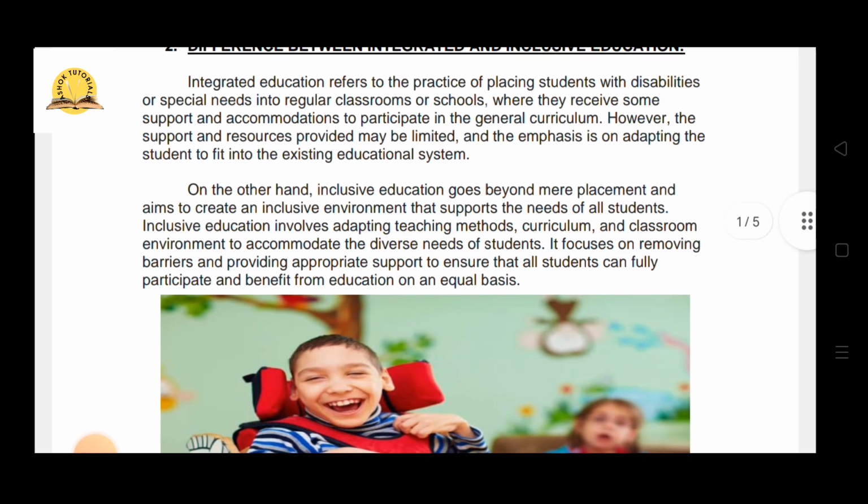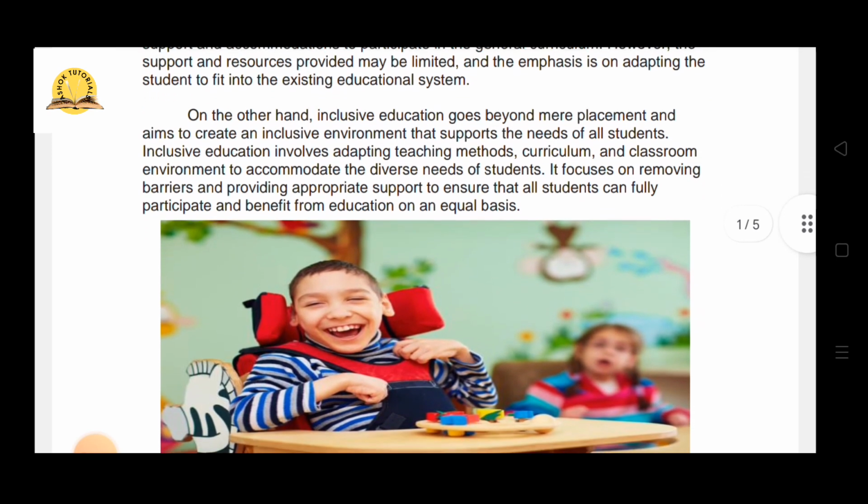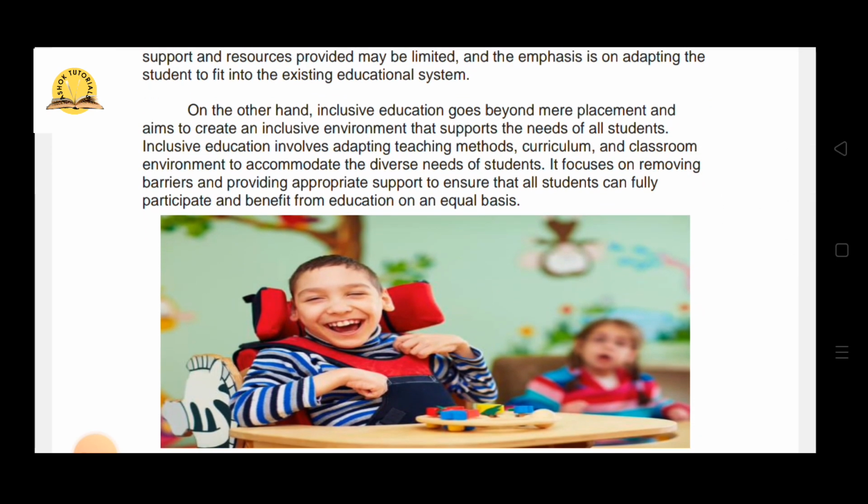However, the support and resources provided may be limited. So here, see, suppose somebody is visually impaired, for him or her braille is needed, right? The braille is needed, but maybe the braille might not be available. Then some might have a problem in hearing, so for them the hearing aid might not be there. So it is basically talking about the limitations which the children may have when they are studying in an integrated education system, right? On the other hand, let us see now.